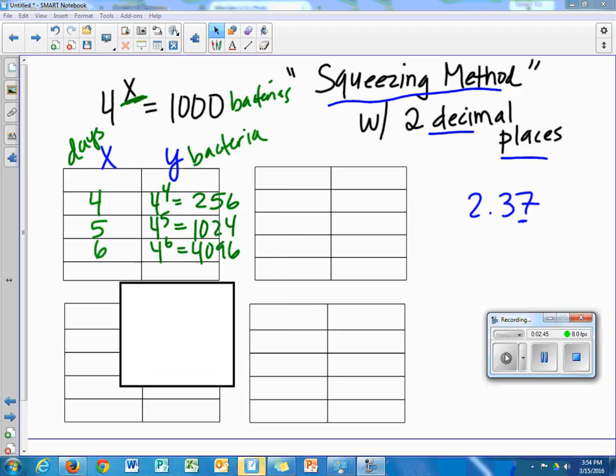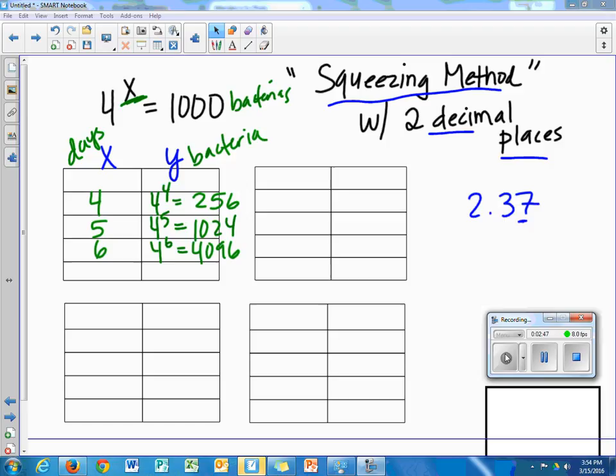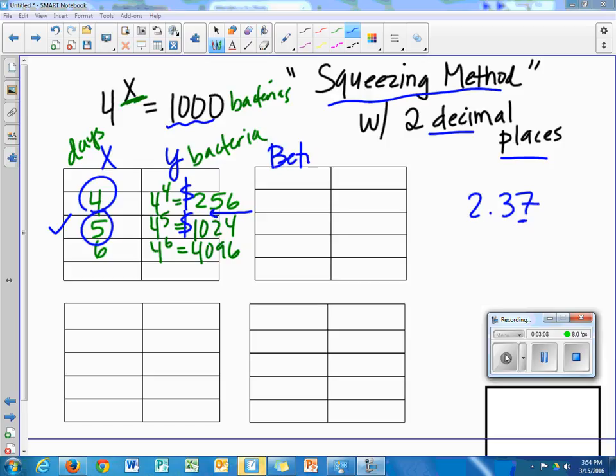Okay, so here's the final answer. So now you have this here. The question is, you're trying to get to 1,000 bacteria. Notice that it's in between here, and notice that it's in between 4 and 5. And it's specifically closer to which one? 256, or is it closer to 1,024? You're correct if it's 5. So the next problem here, you can write down between 4 and 5.